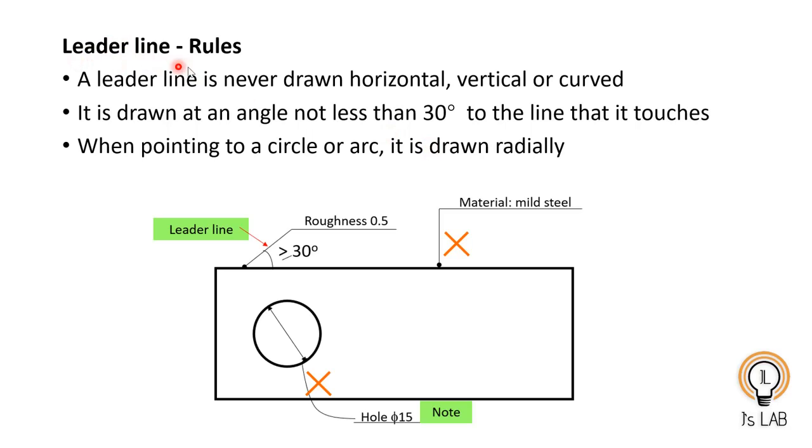Now the leader line rules. This line is called a leader line. Whatever you have seen in the last one, all these lines are leader lines. A leader line is never drawn horizontal, vertical or curved. So this is wrong, this one is wrong, and this one is also wrong, it is shown as a curved one. But it should be like this, at 30 degrees, not less than 30 degrees. It should be greater than 30 degrees, with a horizontal portion at the end, and above that horizontal line you should write the note, roughness 0.5. This is wrong, horizontal and vertical are wrong, and the curved way of representing is wrong. When pointing to a circle or arc, it is drawn radially. That we will discuss in the coming slides. So that is the rule about leader lines.